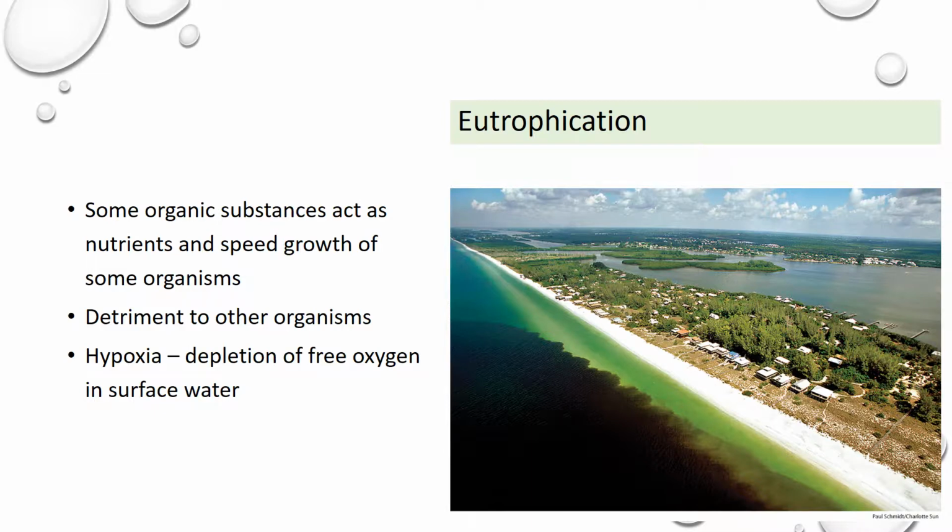Some organic substances act as nutrients and they speed the growth of some organisms. So for example, if we are releasing a lot of fertilizer into the ocean, we're not just fertilizing our lawns or our fields, but we're also fertilizing the ocean. And then the algae can plume, which can be really harmful or detrimental to other organisms. And ultimately it can lead to hypoxia, where there's no free oxygen left in the surface water.